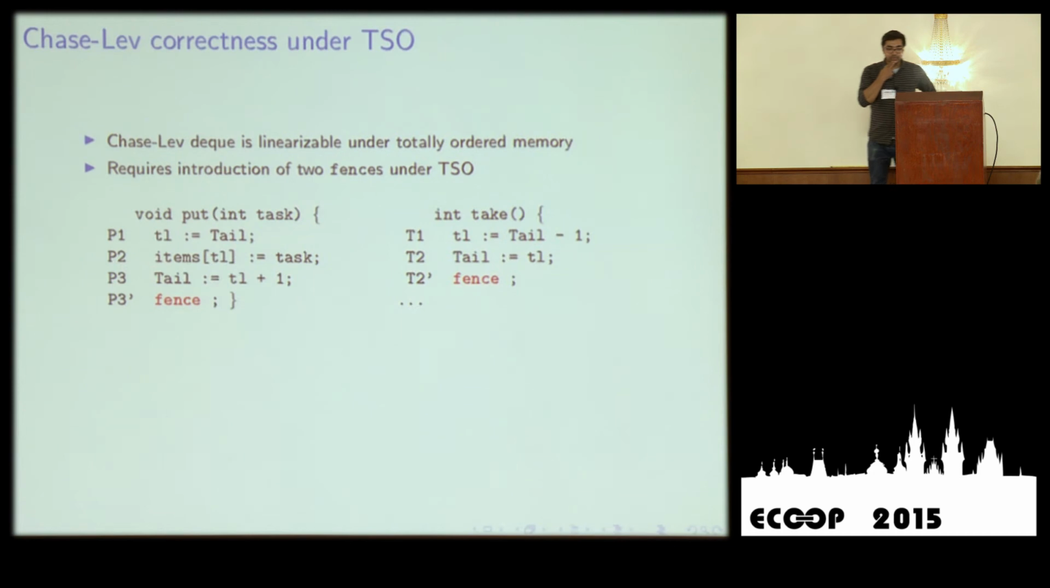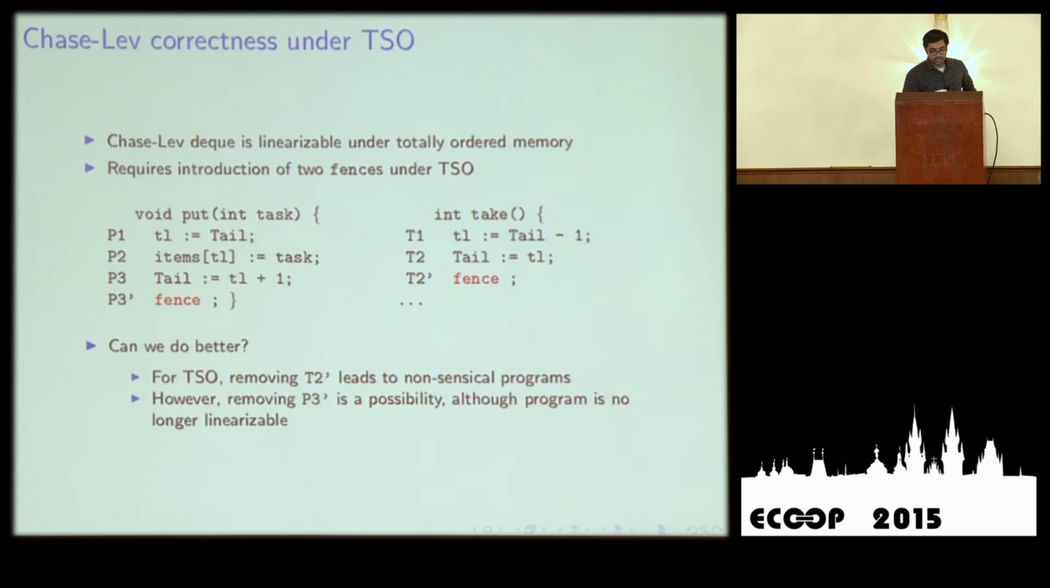Okay, so if you look at just totally ordered memory, so without any of the weak memory effects, then the Chase-Lev deque is actually linearizable. Yeah. But if you run it under TSO, then you've got to introduce these two fences if you want to make this code linearizable. Okay, so the question we're asking is, can we do better? Well, if you remove the fence at T2 prime, then the whole thing is just nonsensical. Everything breaks. But it's actually maybe possible to remove this fence at P3 prime, even though the program might no longer be linearizable.